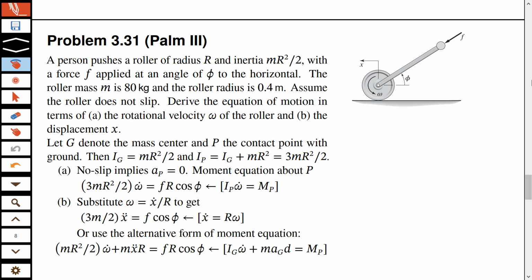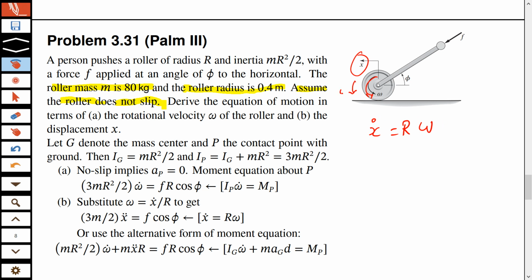Now values are also given. So the roller mass is given to be 800 kilograms and the roller radius is 0.4 meter. Now you assume that the roller does not slip. Okay. Now what does this mean? Does not slip. Does not slip means that this angular velocity is related to this linear velocity, which is x dot, and this is related by r.